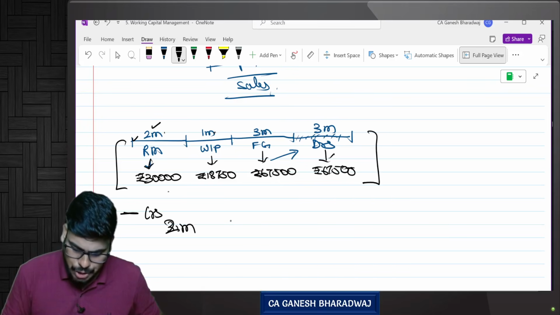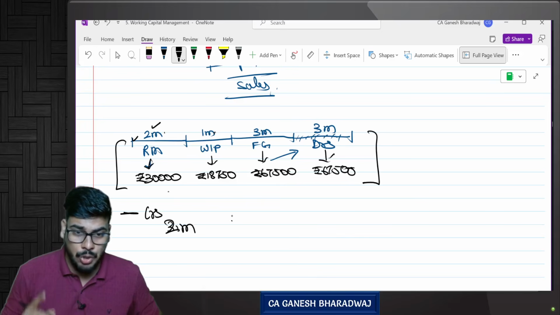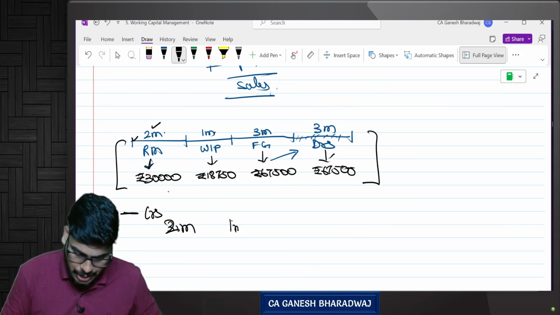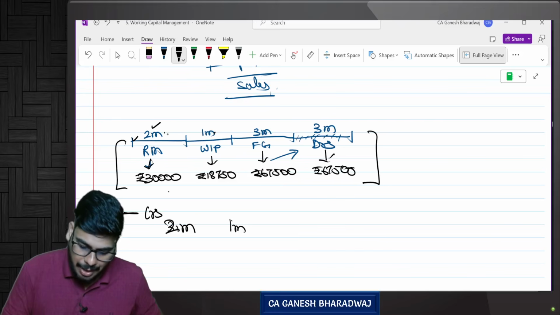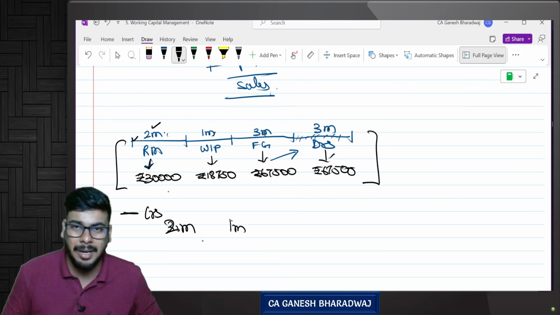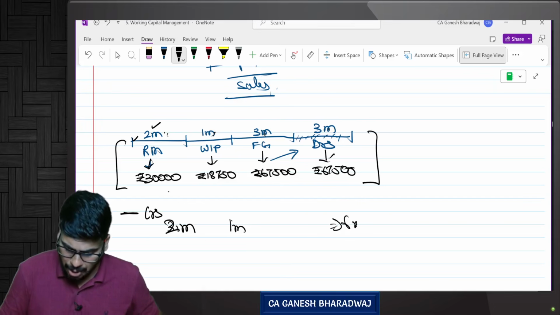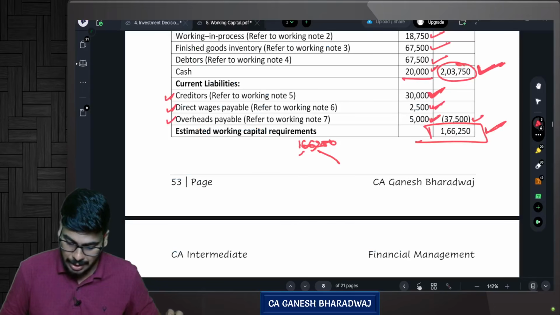Your labor and overheads, you have about 1 month each, right? So basically, what do we have here? 2 plus 1, 3. 3 plus 3, 6 plus 3, 9 minus 3. This is going to be 6 months approximately. Fine, approximately 6 months is your working capital cycle.